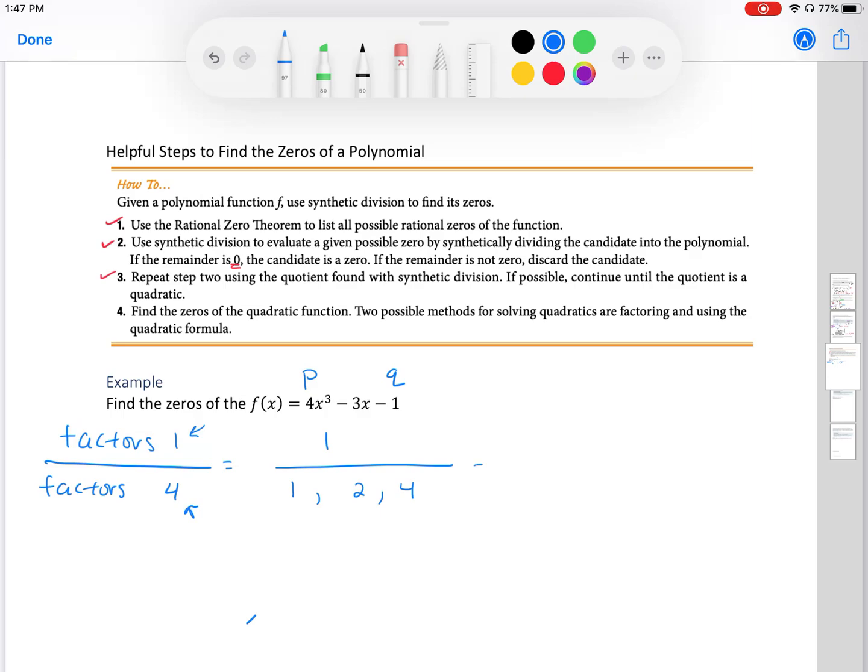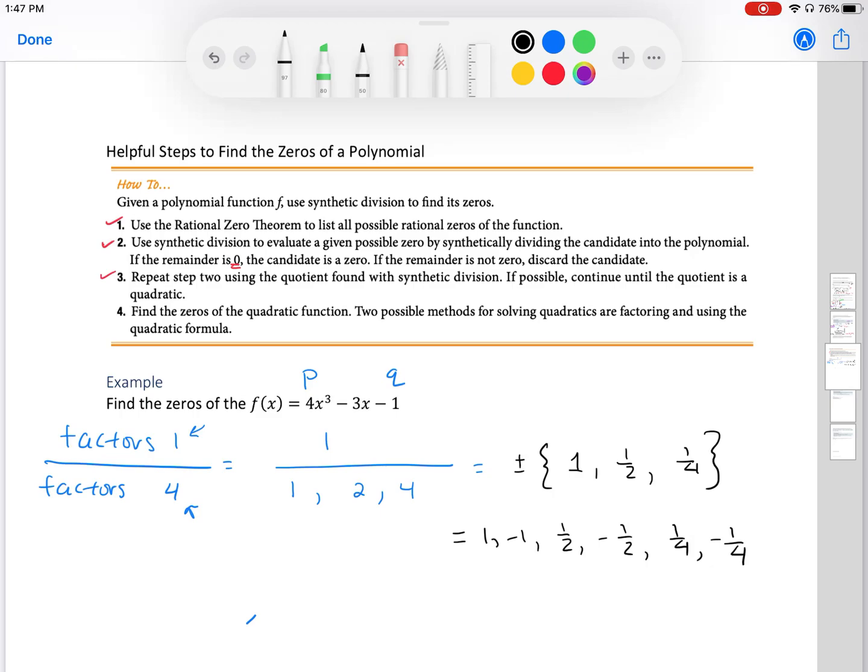So my list of possible rational zeros are plus or minus 1 over 1, which is 1, 1 divided by 2, which is 1/2, and 1/4. So if I want to fully write down my list, I would have 1, negative 1, 1/2, negative 1/2, 1/4, and negative 1/4. That's all of my rational zeros.